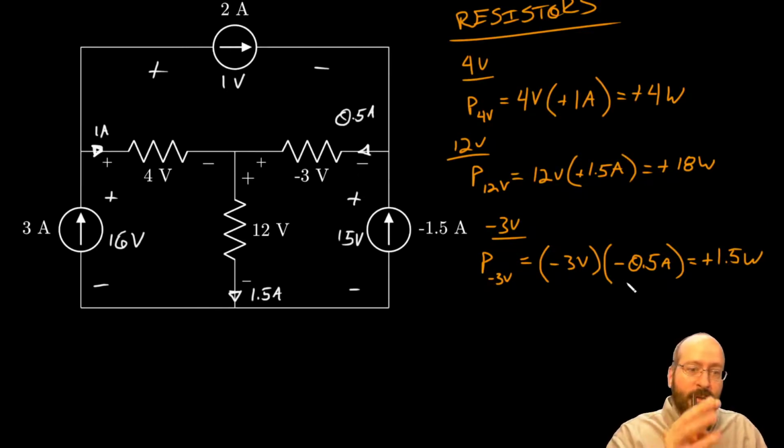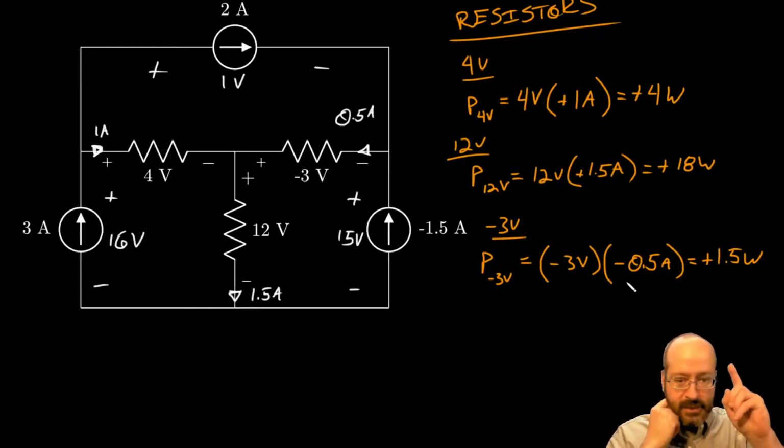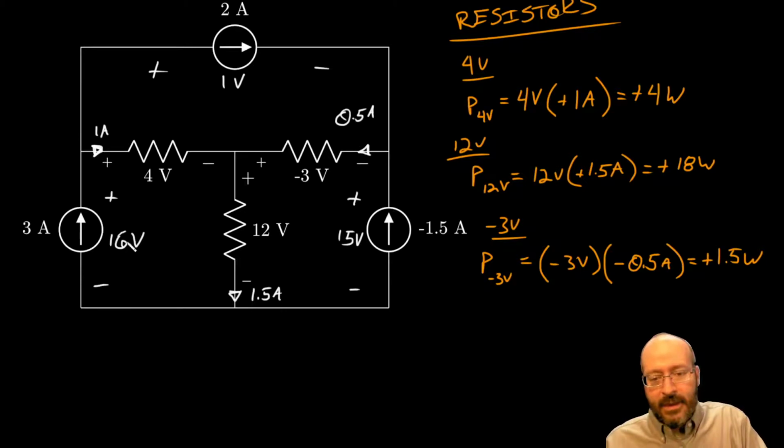Okay, so those are the three resistors. We've got to go do the three sources. The 3 amp, the 2 amp, and the negative 1.5 amp. And we're going to play a similar game. Okay, our sources. What's going on with our sources? So let's start with this 3 amp down here.